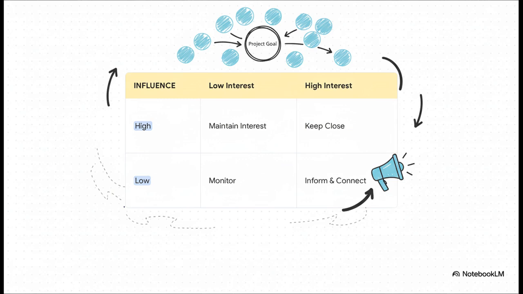And for that, we use this, the influence versus interest matrix. This is your strategic playbook. You just plot your stakeholders on here and boom, you have an action plan. Got high influence, high interest groups? You keep them close. High influence but low interest? Your job is to get their attention. Low influence groups? You either just monitor them or you work to inform and connect with them. The big takeaway is that you can't treat everybody the same. Each box requires a totally different strategy.